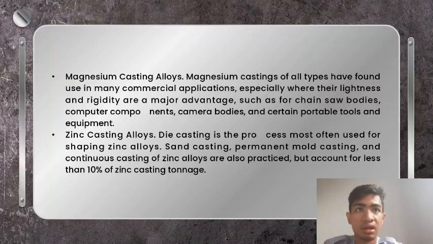And zinc casting alloys. Die casting is the process most often used for shaping zinc alloys. Sand casting, permanent mold casting, and continuous casting of zinc alloys are also practiced, but account for less than 10% of zinc casting tonnage. All processes are based on the same family of alloys.